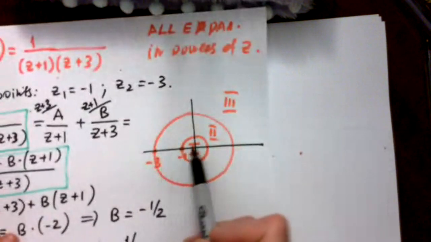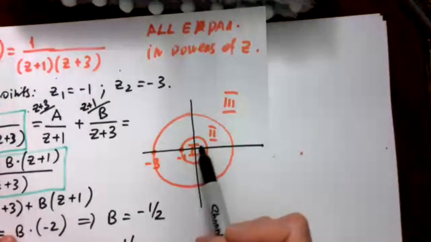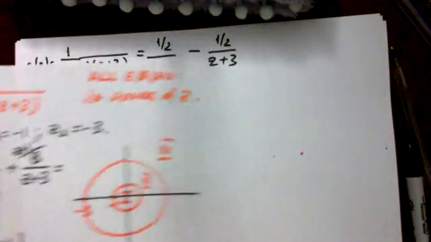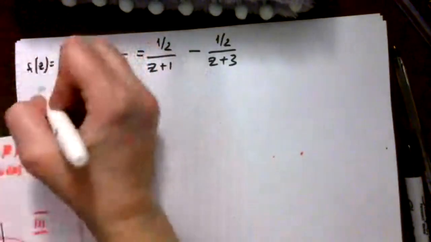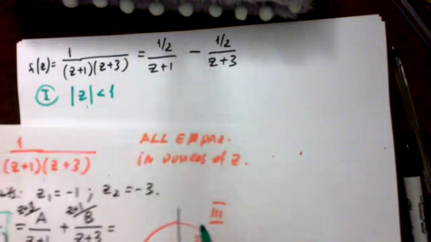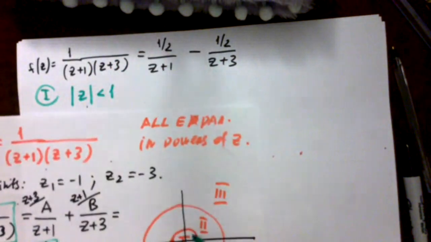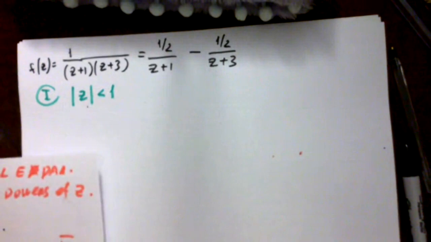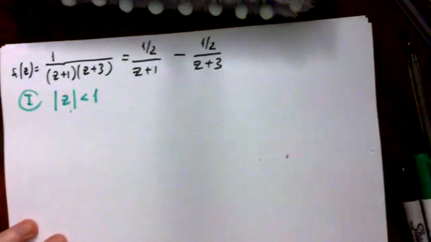Okay, so now it's time to go over the regions one by one. Let's start with the first region, the interior of the smallest circle. The smallest circle has radius 1. That is why this region could be written as the inequality: the absolute value of z is less than 1. Okay, what do we have in this region?